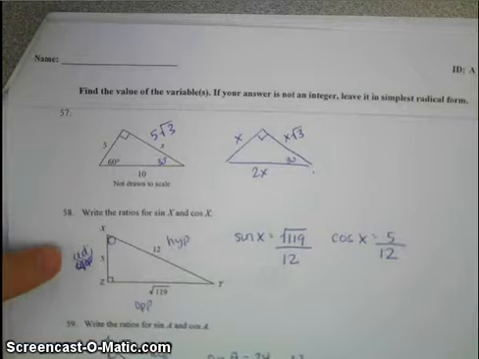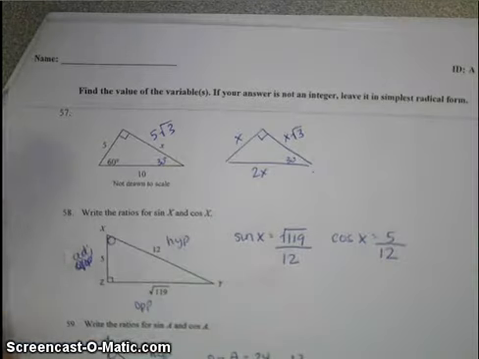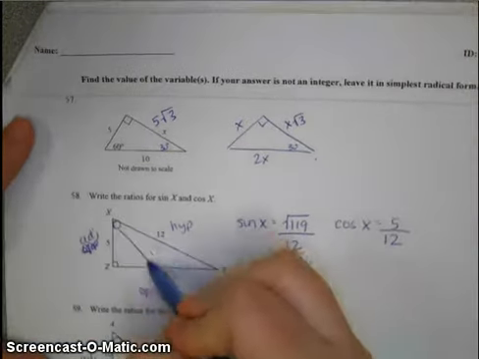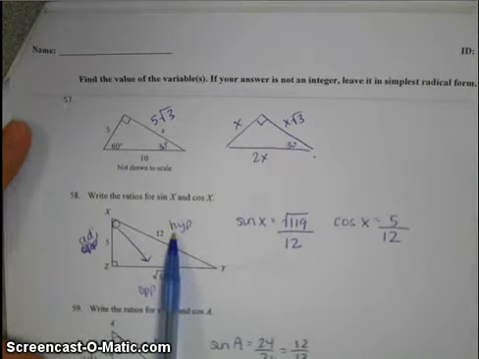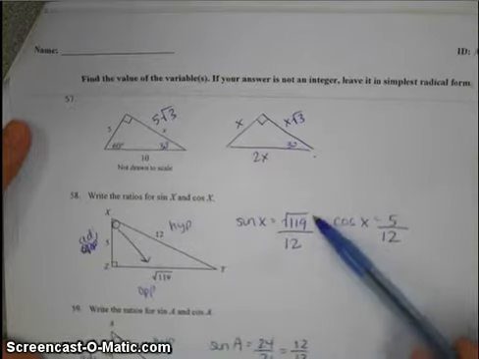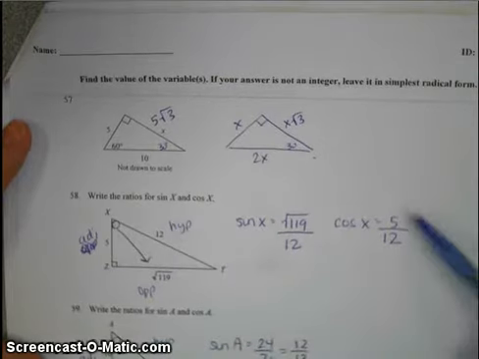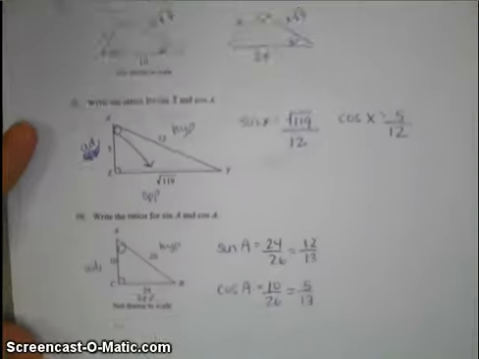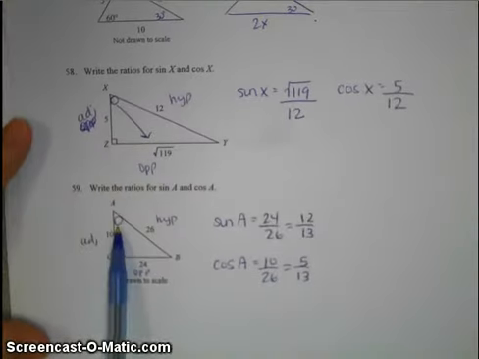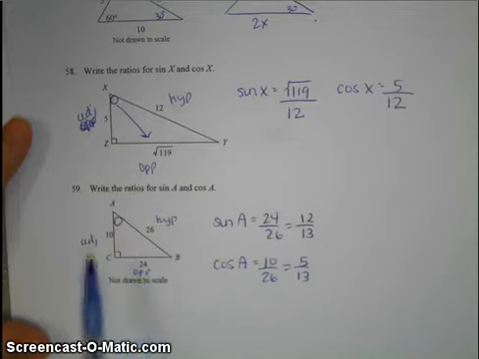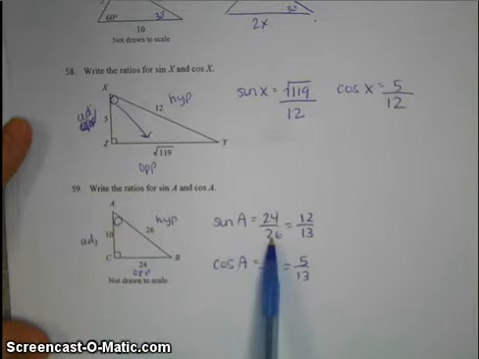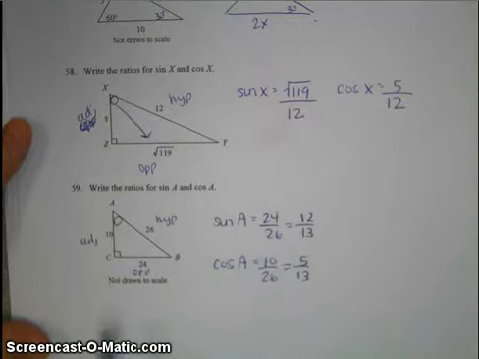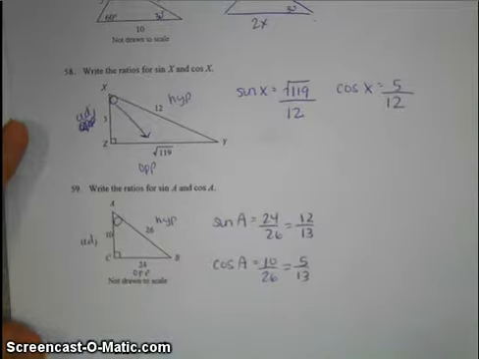Number 58, write the ratios for sine and cosine of x. So if we're coming from this angle, I know that this value, square root of 119, is my opposite, 5 is adjacent, and 12 is hypotenuse. So sine is opposite over hypotenuse. Cosine is adjacent over hypotenuse. Same thing for number 59. This time I'm going from angle A, so here's my opposite, my adjacent, my hypotenuse. So sine is opposite over hypotenuse, 24 over 26, which does reduce to 12 over 13. And our cosine, 10 over 26, which reduces to 5 over 13.